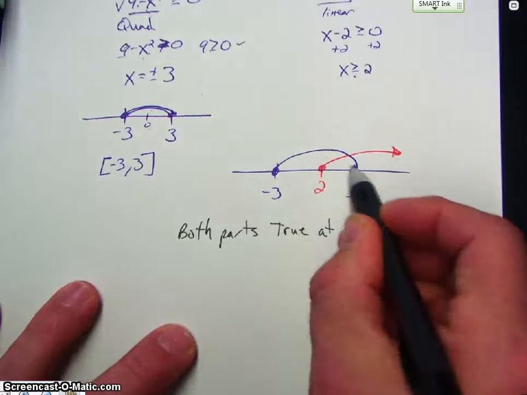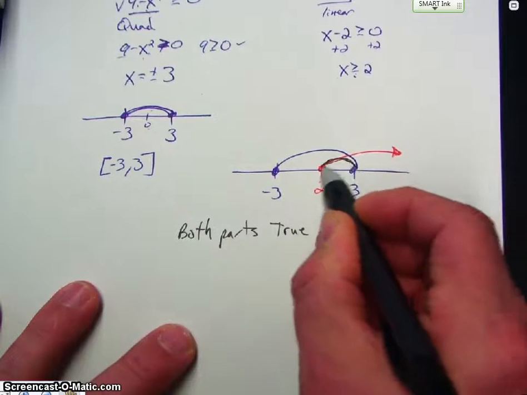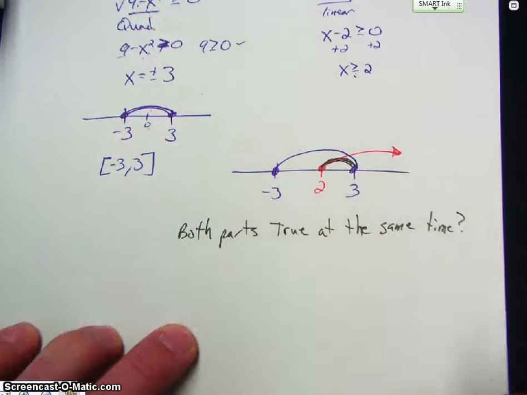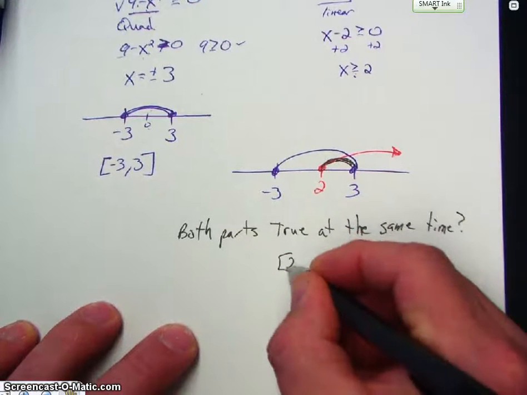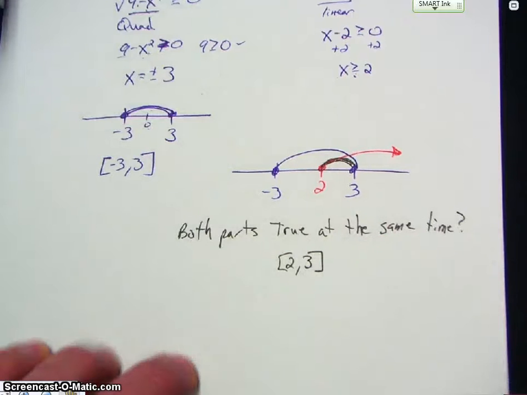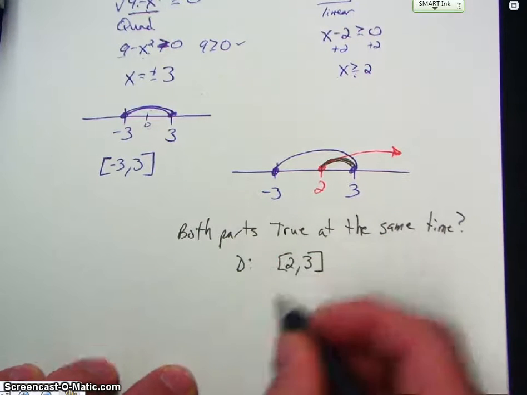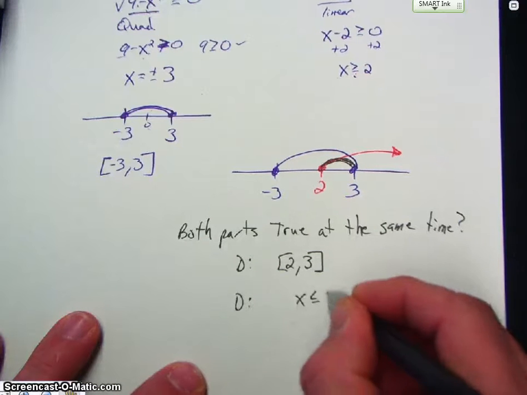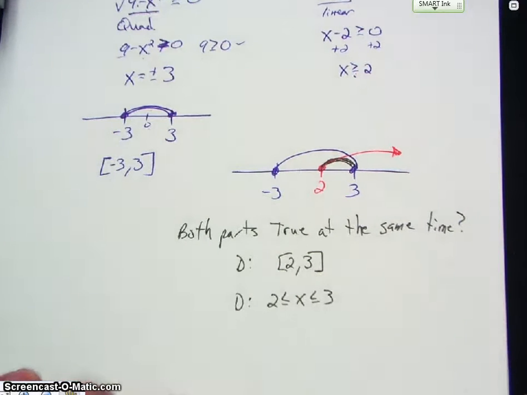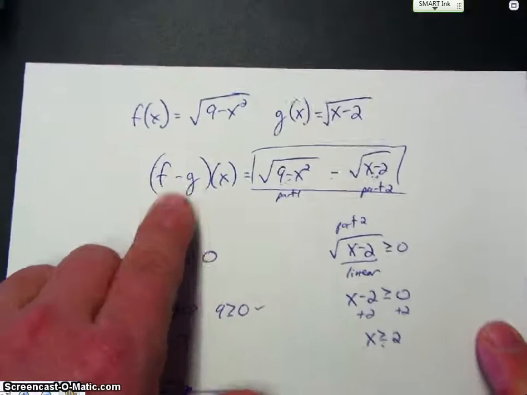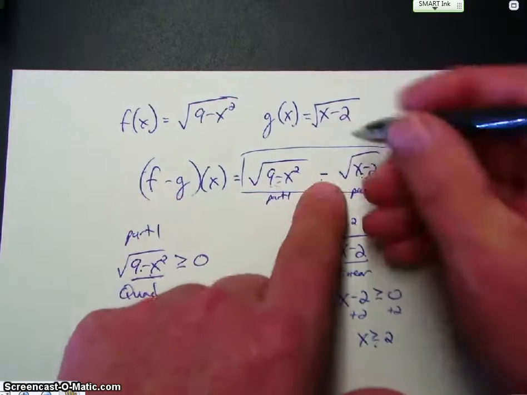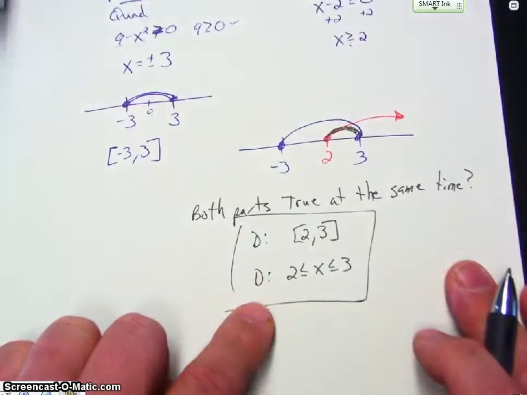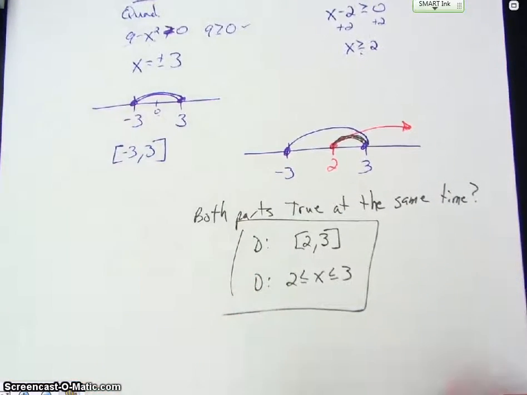Well, this is right here. This is where they overlap. That will be my answer. So it's bracket 2, comma, 3, bracket. That's one way to write the domain, in interval notation. The other way is I can say x is less than or equal to 3 but greater than or equal to 2. So there are 2 ways of stating that. Now, if I add these 2 functions, this just becomes a plus, but my domain will still end up being the same. So that's how we find the domain for that.